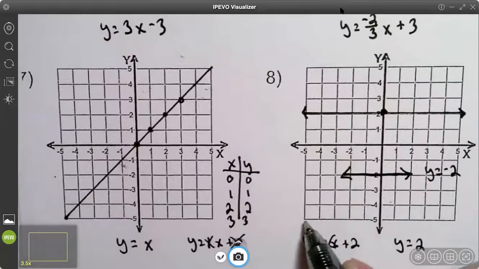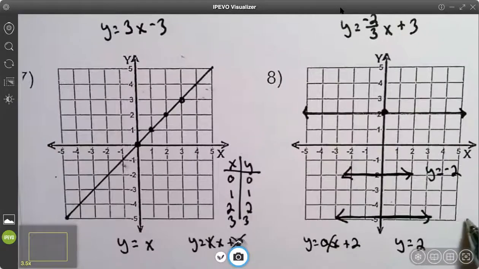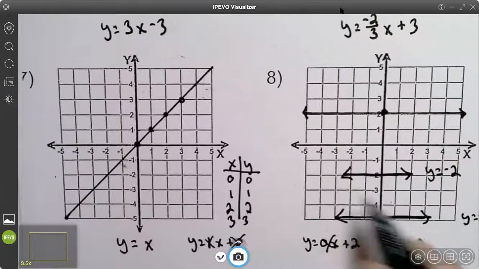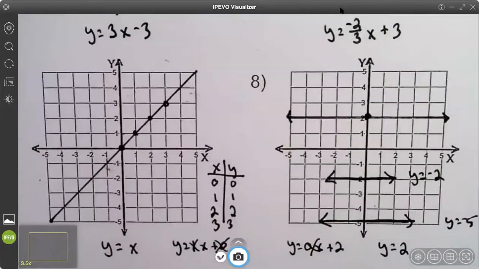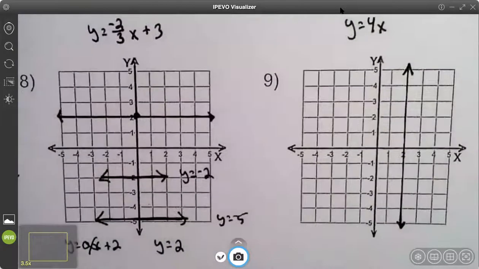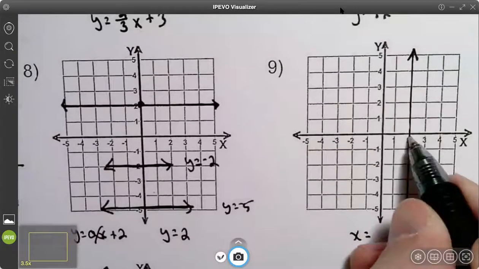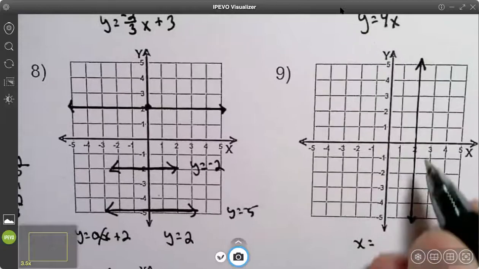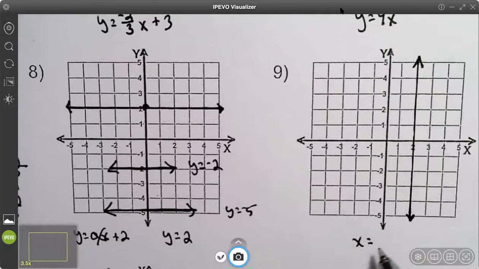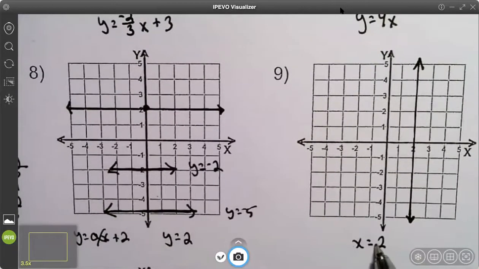If I had a line right here, that would be y equals -5. Horizontal lines are just y equals whatever the y-intercept is. And vertical lines are just x equals whatever the x-intercept is. This vertical line has an x-intercept of 2, so my equation is just x equals 2. Technically, this is not slope-intercept form, but this is the equation.